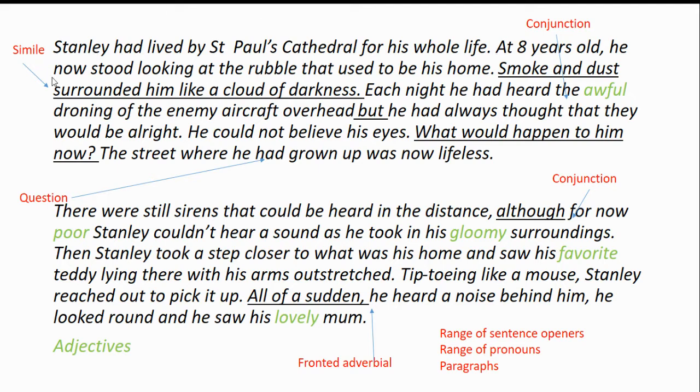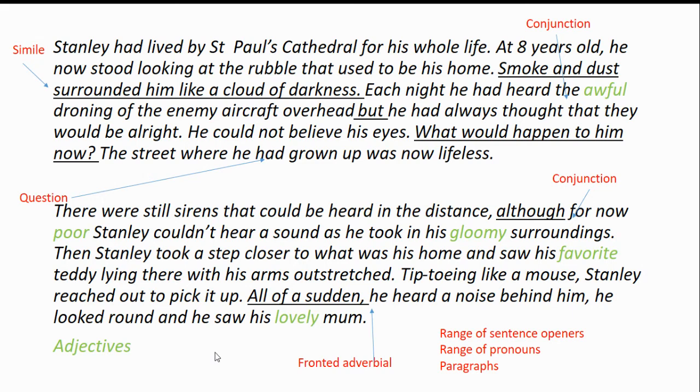I'm also expecting you to use similes. So, smoke and dust surrounded him like a cloud of darkness. What else would be really good is if you included a question. So, again, the arrow has gone funny, but question, what would happen to him now? That question is really good in the introduction because it's getting the reader to think about what might happen. It's not giving them all the answers now, it's making them want to read on, isn't it?